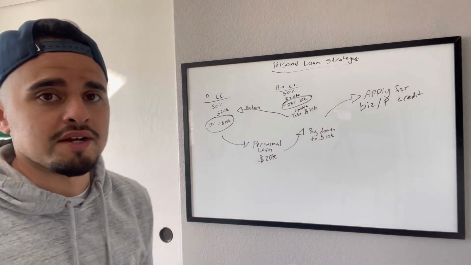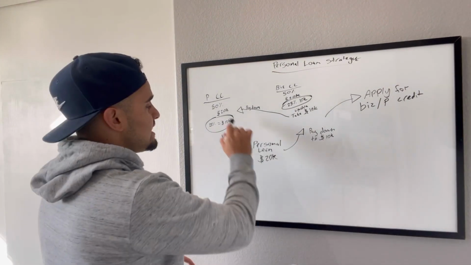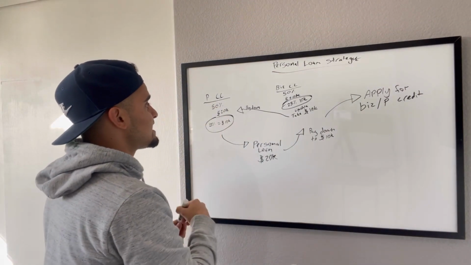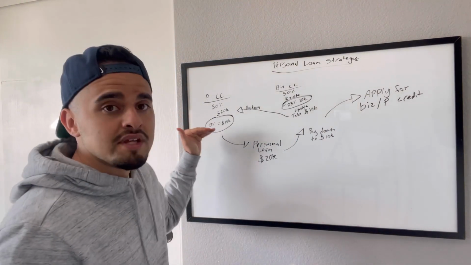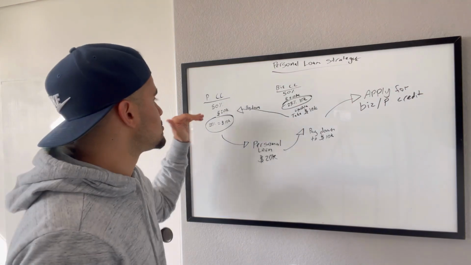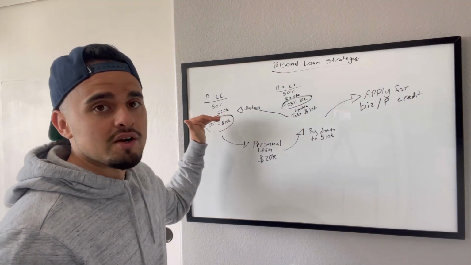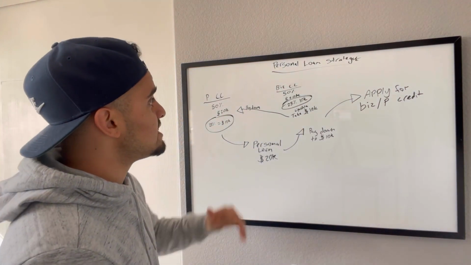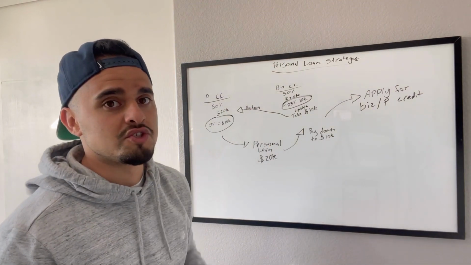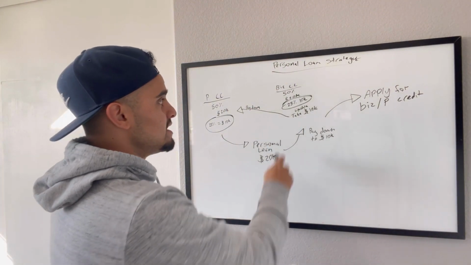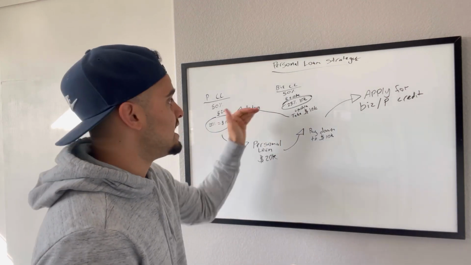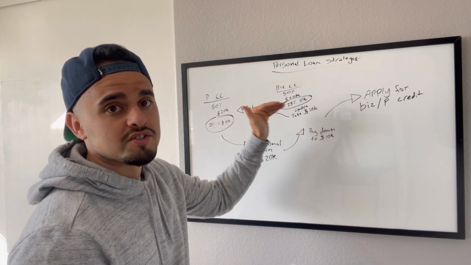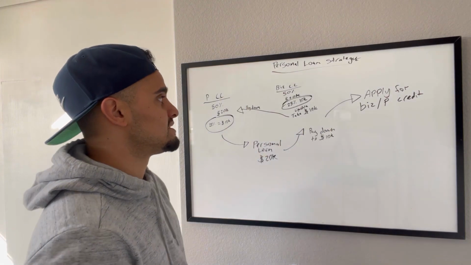Now, what you would do here, I'm gonna set an example. Let's say personal credit card, you have 40K in available credit, you're at 50% utilization, so you have 20K in debt on those credit cards. And now let's say on the business credit cards, you have the same thing. Let's say you have 50% utilization, a 40K limit, and you owe 20K.